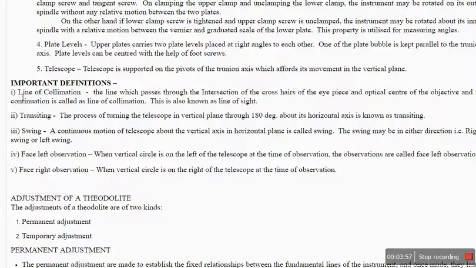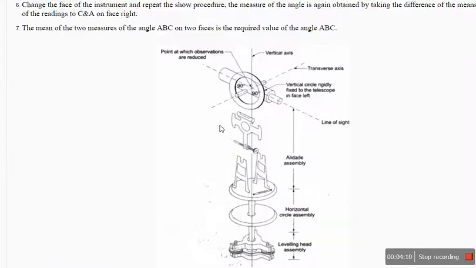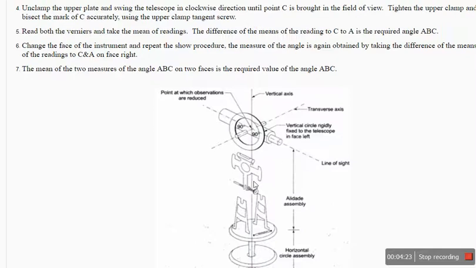Now the basic definitions of a theodolite. The line of collimation is a line which passes through the crosshairs of the eyepiece and the optical center of the objective and its continuation. What does that exactly mean? This is the line of sight. The line of sight is the imaginary line which joins the center of the objective to the eyepiece and its extension. This is called the line of sight or line of collimation. Then this is the horizontal line, then this is the vertical angle. These are different. Many students believe that the horizontal line and the line of sight are the same, but that's not true. The line of sight is different and the horizontal line is different. The line of sight or line of collimation is the line joining the center of the objective and the eyepiece and its continuation. The horizontal axis is perpendicular to the line of collimation.